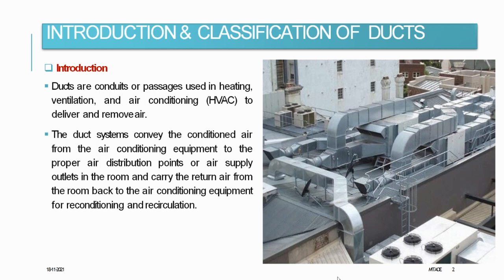The duct system conveys the conditioned air from the air conditioning equipment to the proper air distribution points or air supply outlets in the room, and carries the return air from the room back to the air conditioning equipment for reconditioning and recirculation. So basically, what are the two to three applications of ducts? Ducts are used to transfer the air to small rooms and other compartments, as well as to take return air back to the conditioning system or equipment.